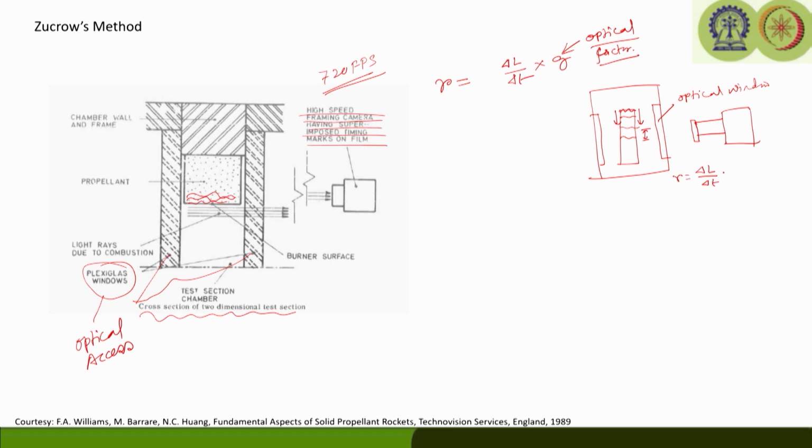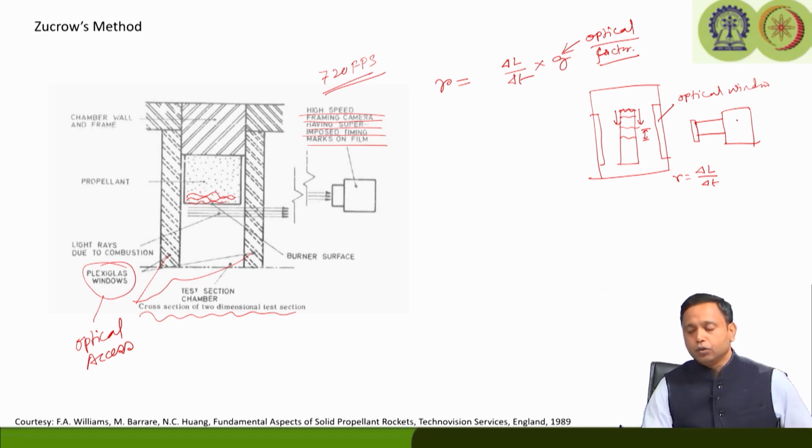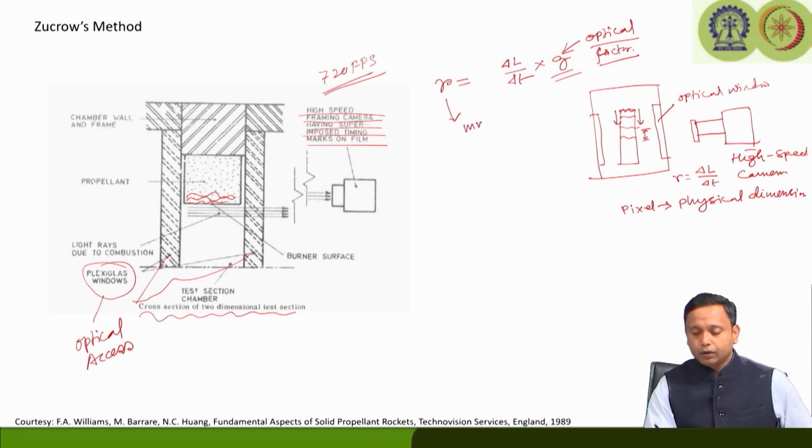So, maybe some optical factor, like let us say this is going to give us a pixel. We are filming this using the high speed camera, so that will give us the frame pixel by pixel. One can do the conversion of pixel versus the physical scale, like millimeter, the physical dimension. If you know the factor, then you can simply multiply by that optical factor and get the burn rate in the unit millimeter per second. So, this is the optical measurement technique.